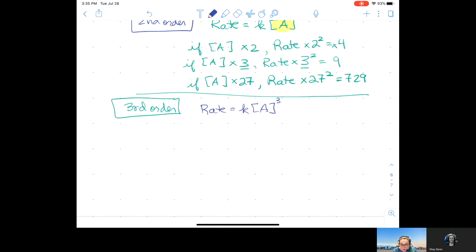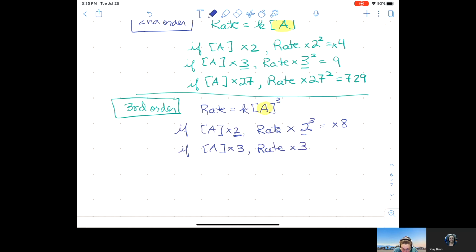But we see the pattern that if it's third order, then we have the concentration raised to the third power. And so if my concentration doubles, then the rate is going to go up by 2 raised to the third power. And that's by 8. If the concentration triples, then the rate is going to go up by 3, because that's the concentration change, to the third power because it's third order. And 3 to the third power is 27. So the rate goes up by 27. If the concentration goes up by 27, then the rate goes up by 27 cubed. And I have to punch that in. Or it goes up by 19,683. So those are the patterns.